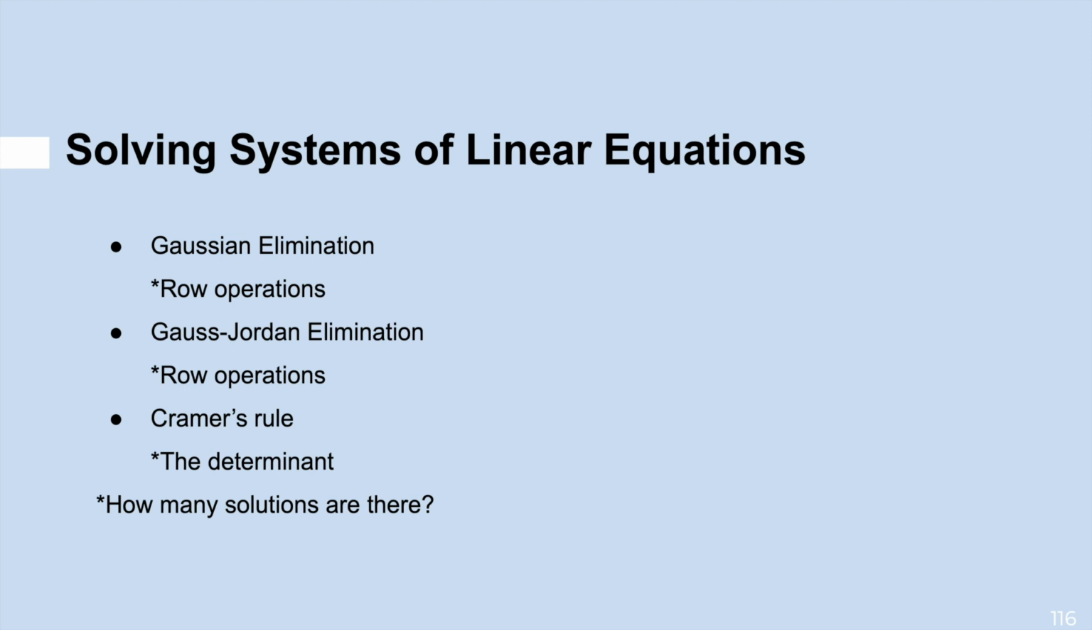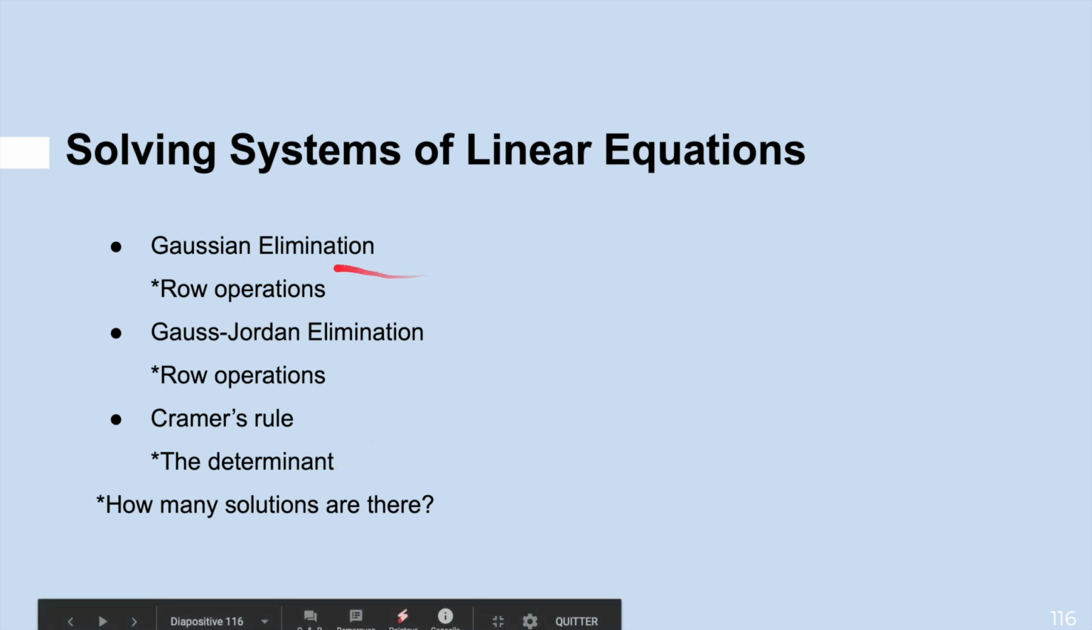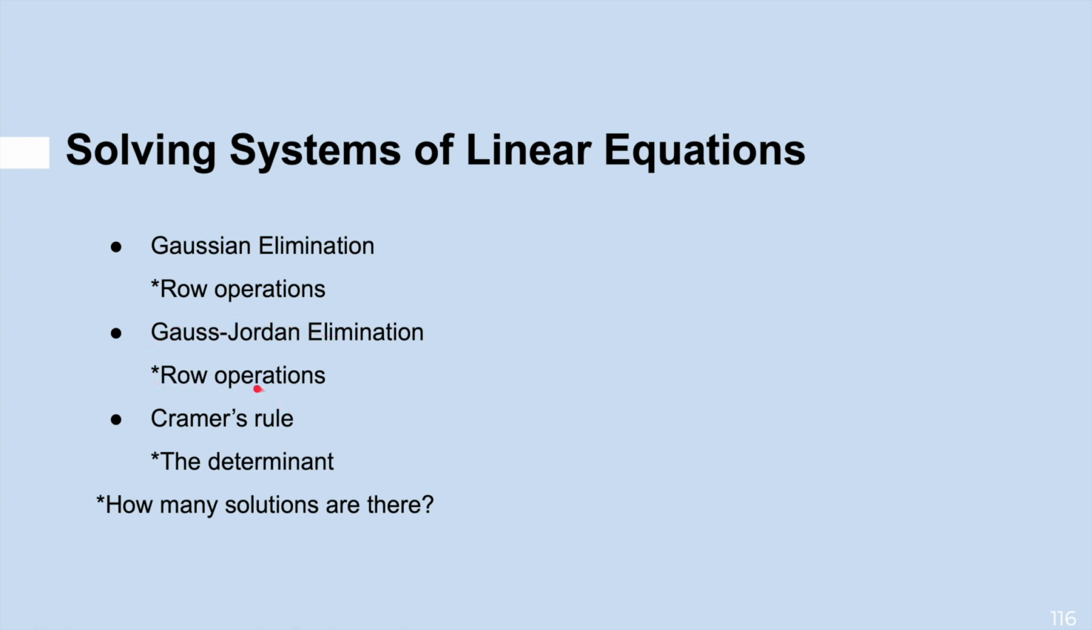So the first thing we talked about is how to solve systems of linear equations. There are 3 different methods, the first being Gaussian elimination, Gauss-Jordan elimination, and then Cramer's rule. For the first 2, you need to have a solid understanding of your row operations, what you can and can't do with those. But for Cramer's rule, knowing the determinant becomes super important, like how to find it, how you use it in Cramer's rule, all that stuff.